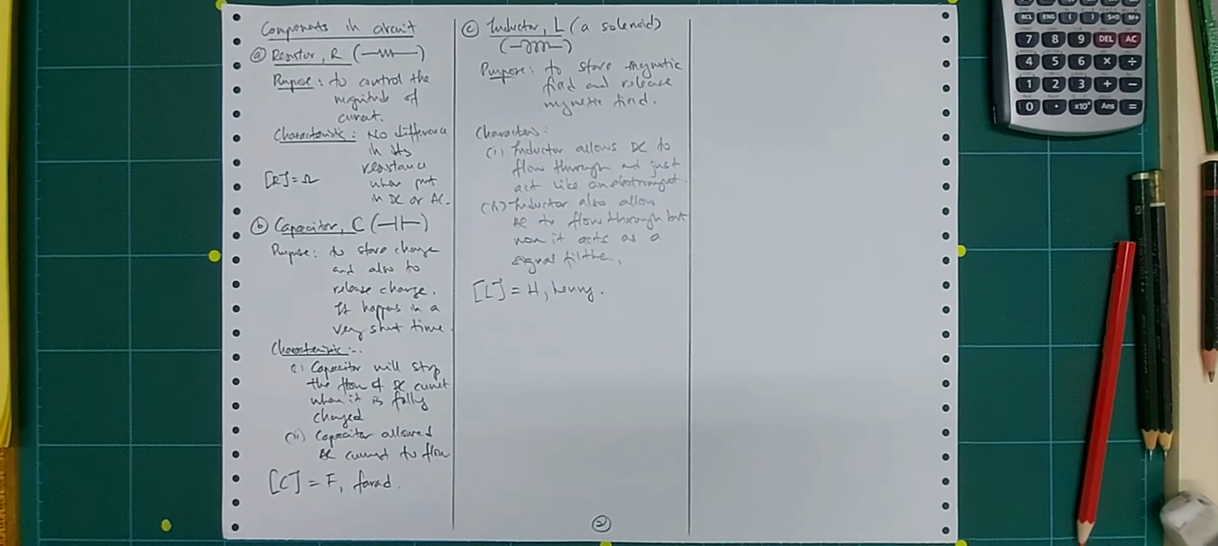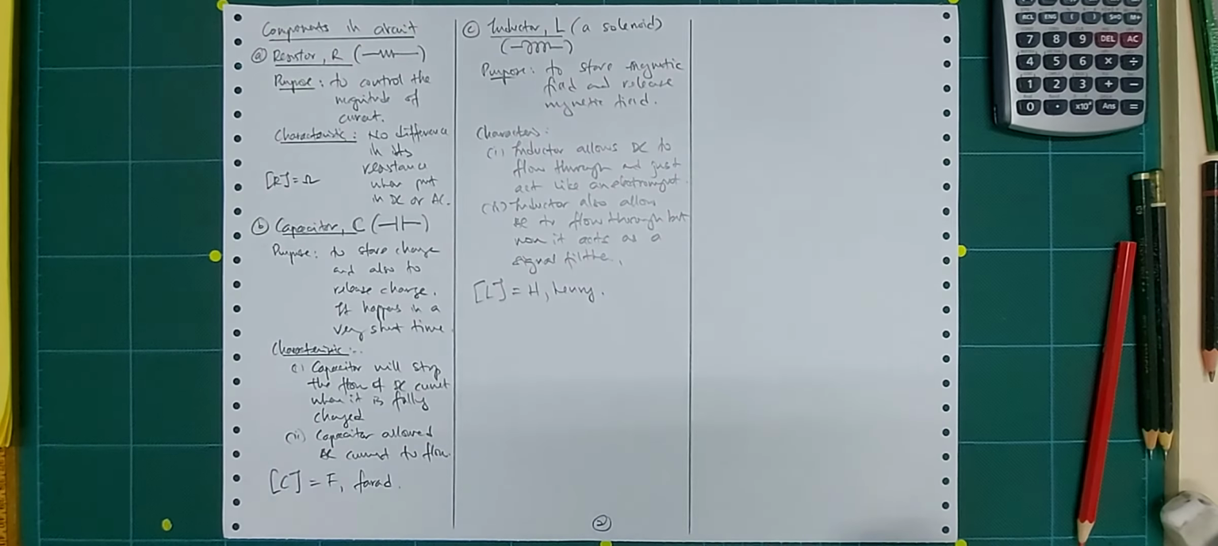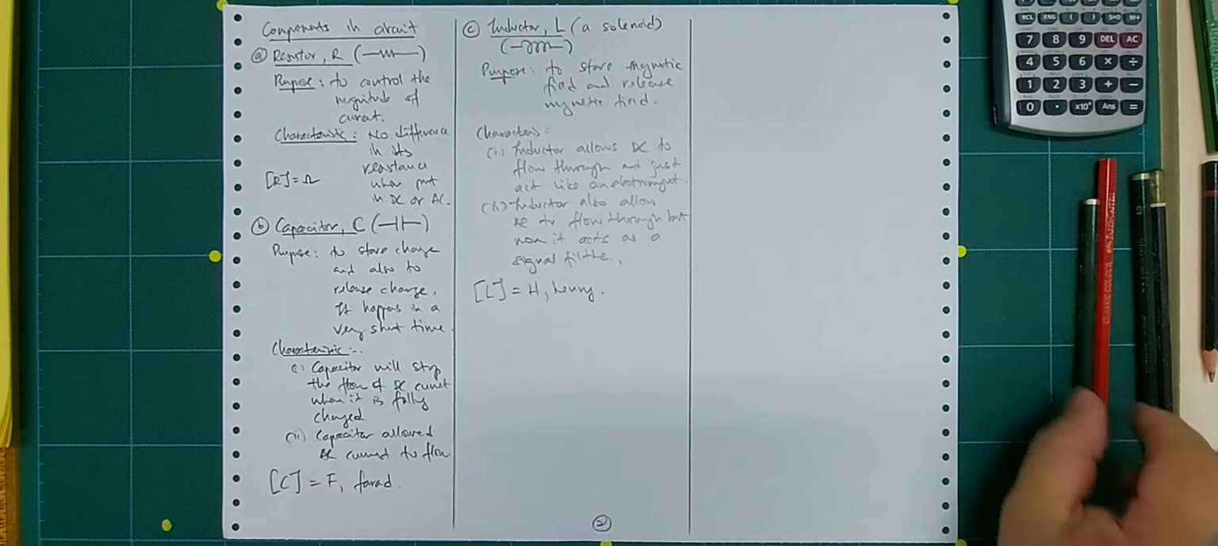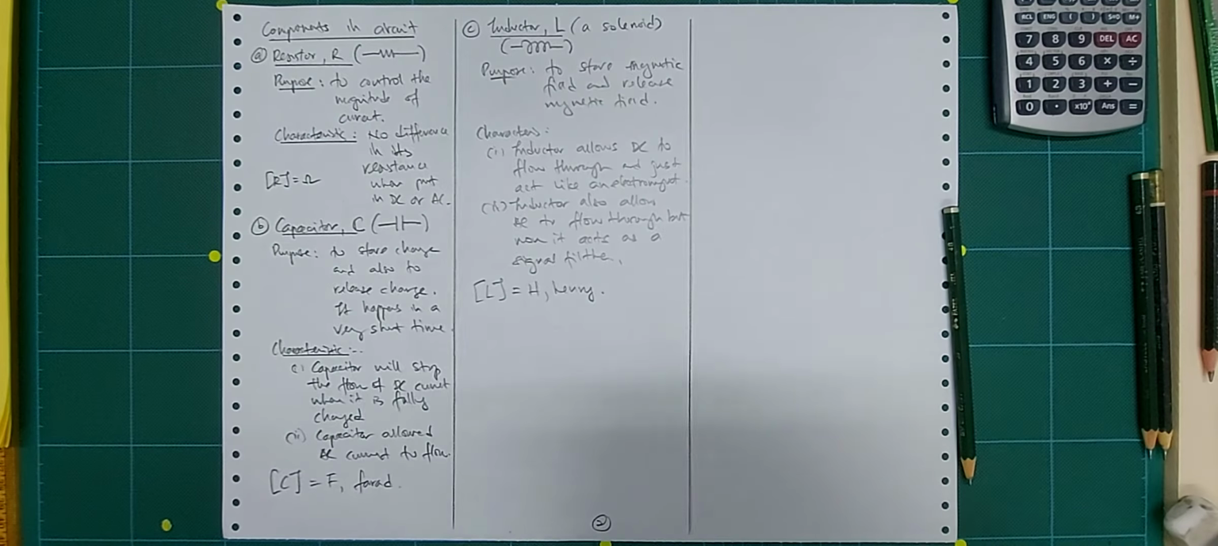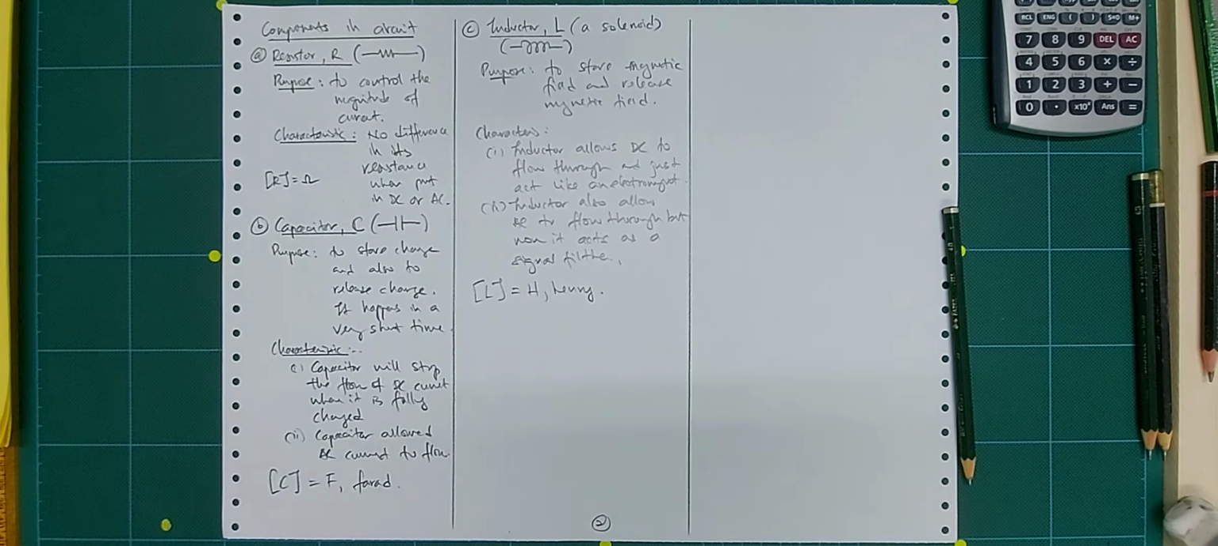So that is the introduction to the components that we normally use in our circuits. There might be other components, like diodes, and for example transistors, op-amps and so on, but those are not in your syllabus.